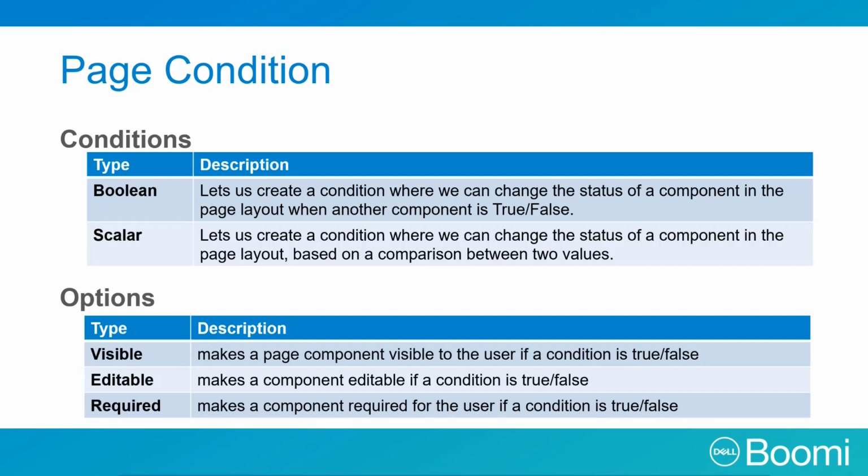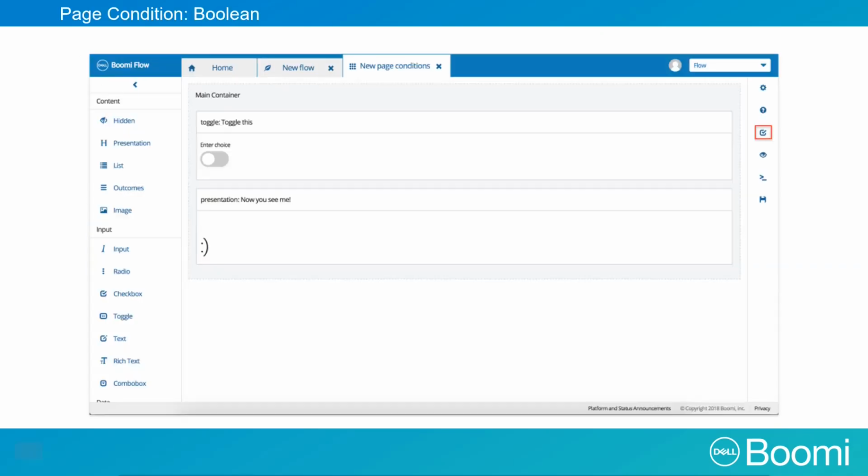In the upcoming activity, we will be using a Boolean page condition. Options are that of visible, editable, and required. Also in the upcoming activity, we will demonstrate how the visible option works. The image here is that of a page condition that utilizes a Boolean condition and the visible option.